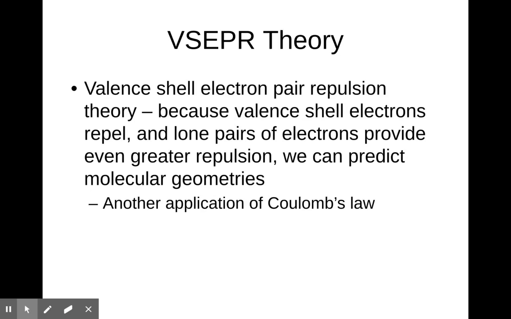So we're going to be talking about VSEPR theory, as it's pronounced Vesper, but it's valence shell electron pair repulsion theory, which says that the electrons in the outermost energy shell repel each other, and lone pairs of electrons repel even more than bonded or shared pairs. Then we can use that to predict molecule geometries. This is yet another application of Coulomb's law that electrons repel each other.